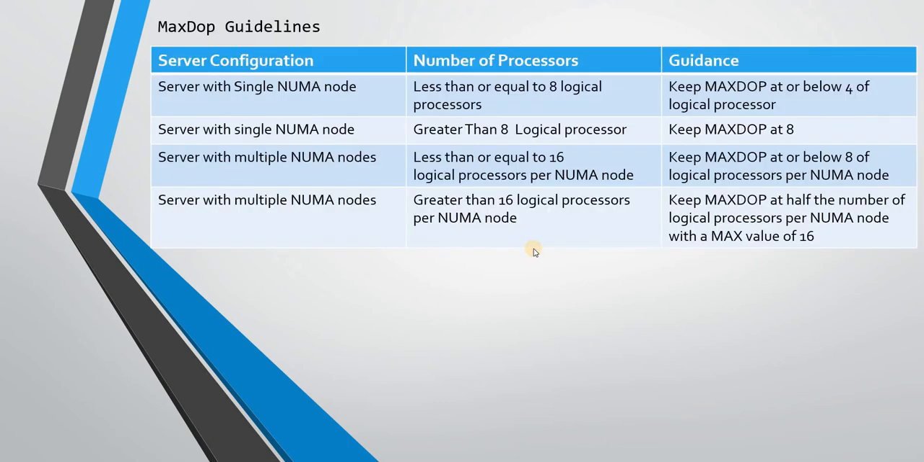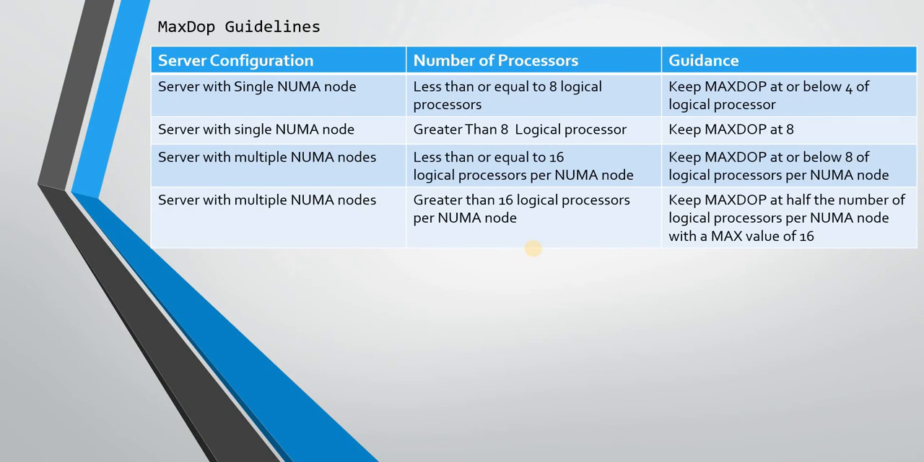Now these are the guidelines or the calculation. For example, you have a server or a machine with a single NUMA node with less than or equal to 8 logical processors. Then keep your MaxDOP at or below 4 for logical processors, right? Again, a server with a single NUMA node but greater than 8 logical processors, then keep MaxDOP at 8. A server with multiple NUMA nodes and less than or equal to 16 logical processors, then keep MaxDOP at or below 8 of logical processor or NUMA node.